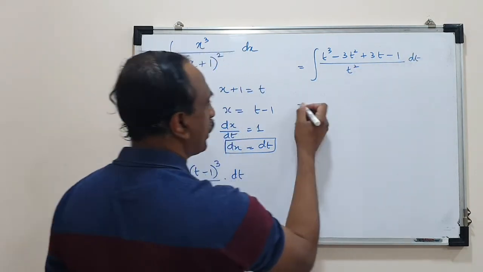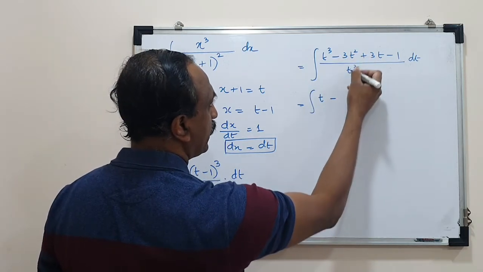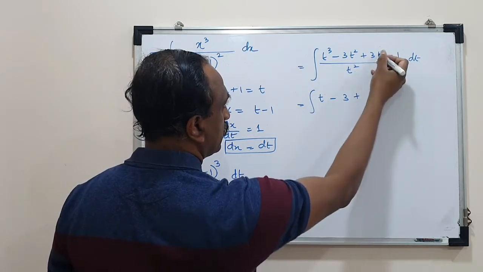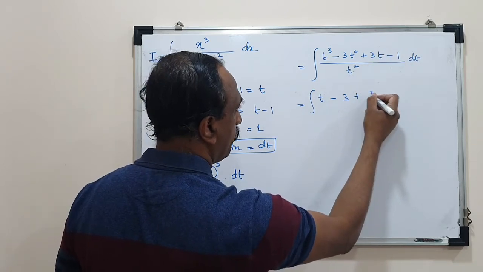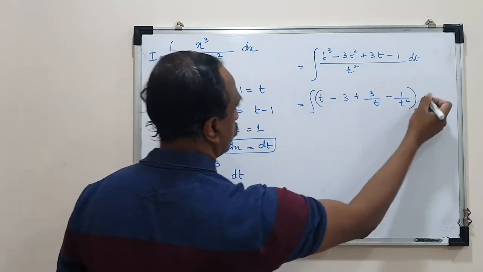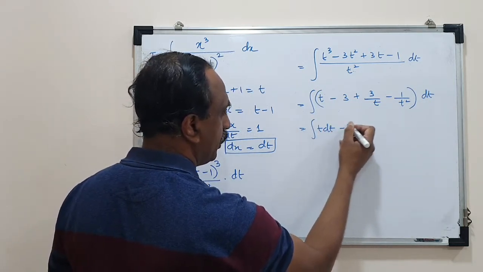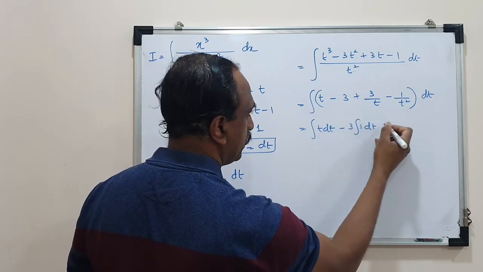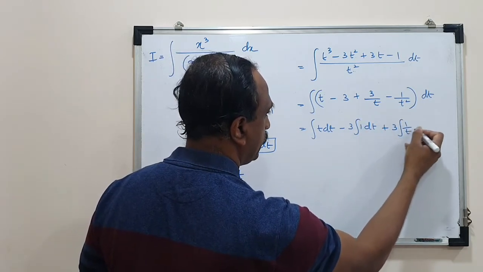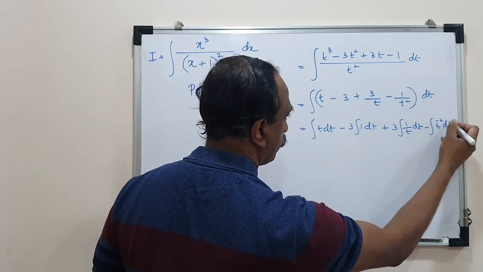So term by term you can separate them. t cube by t square is t, 3t square upon t square is 3, 3t upon t square is 3 by t, and 1 upon t square. So this is integral t dt minus 3 integral 1 dt plus 3 integral 1 by t dt and integral t raised to minus 2 dt.